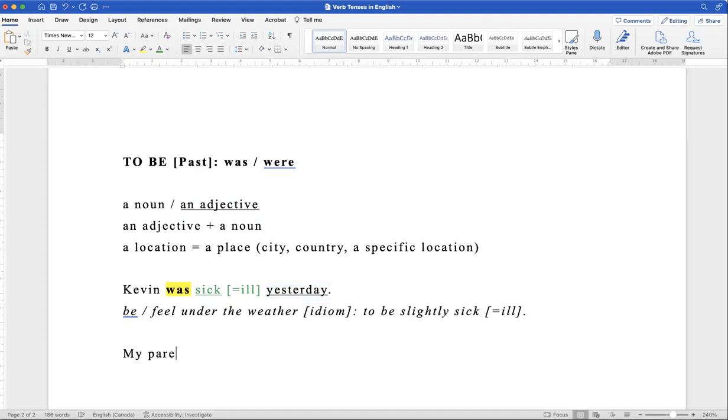My parents were in London last summer. In this case, again, I used last summer here, a past time expression. So that's why I need to use the past form of to be, were. There is no verb here, guys, as you see. There is no action here. In London is the location. So here I talked about a specific location, a place, a location.